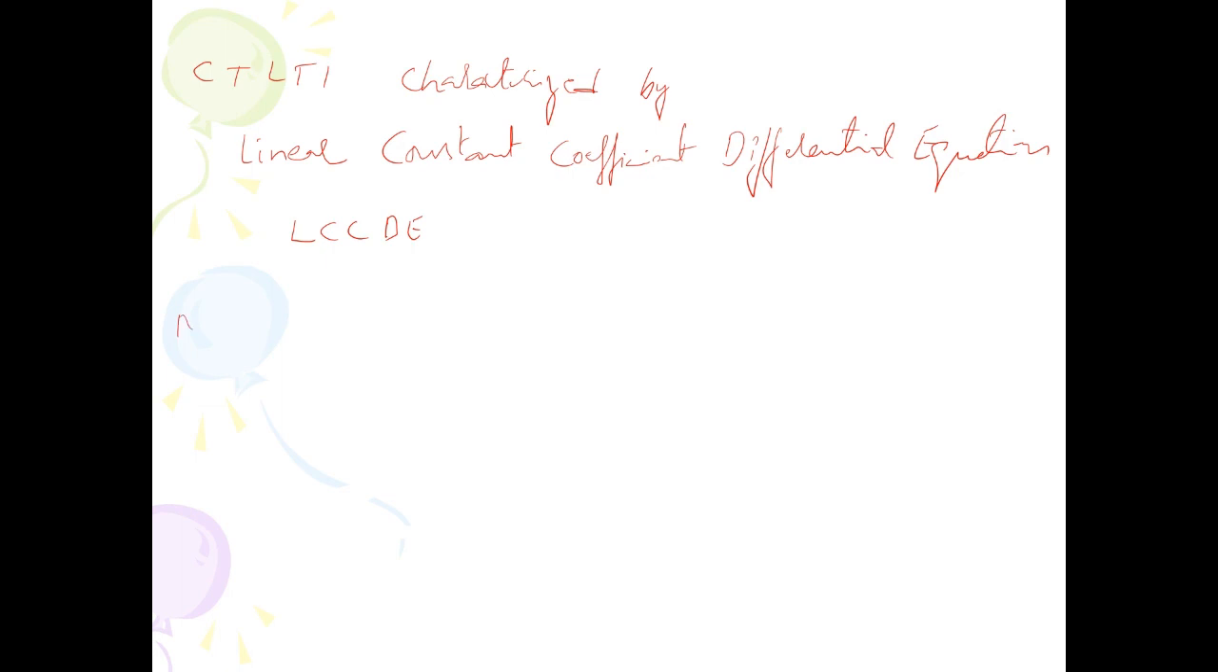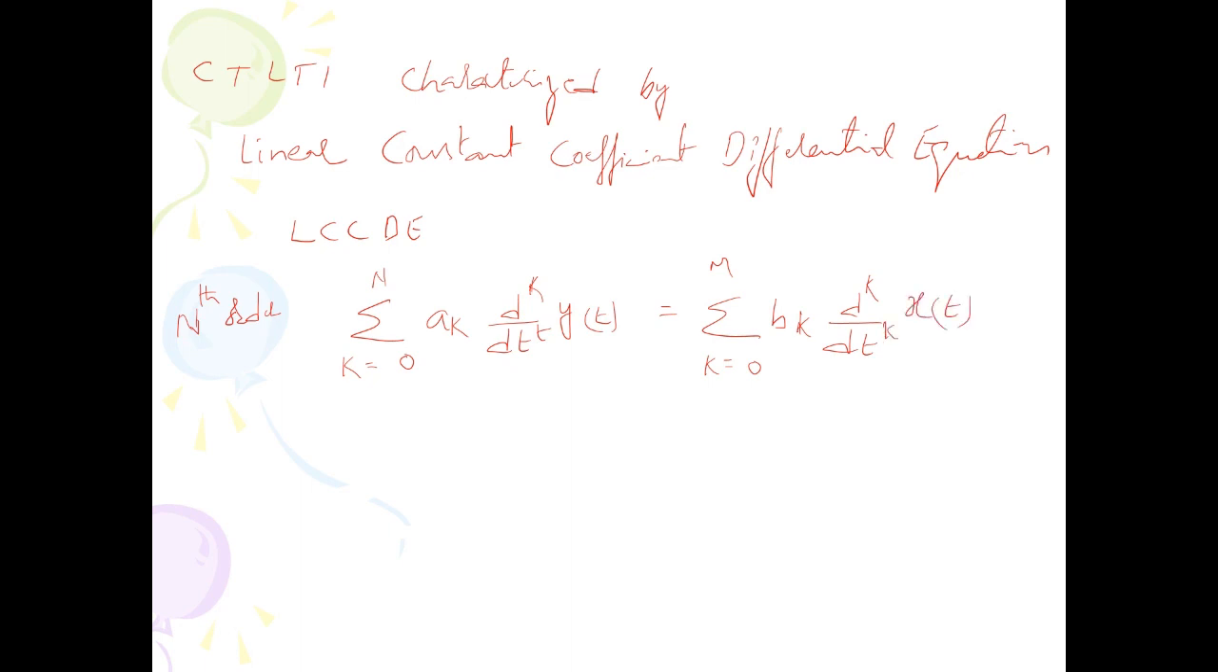An Nth order system can be characterized by differential equations: summation k is equal to 0 to N of a_k d power k by dt power k of y of t, is equal to summation k is equal to 0 to M of b_k d power k by dt power k of x of t, where x of t is the input and y of t is the output.